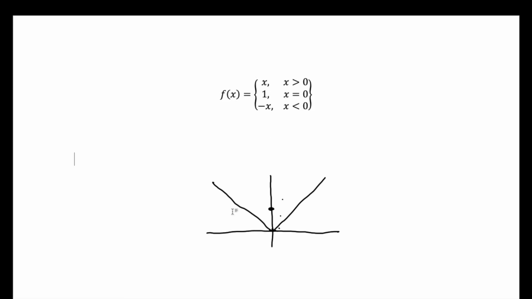This branch is coming to this side, this branch is coming to this side, but the functional value at this point is at this point. So there is no point over here. The function value is at this point. Now we can always redefine this function to be 0 over here. Then this point comes back to over here and everything becomes continuous.